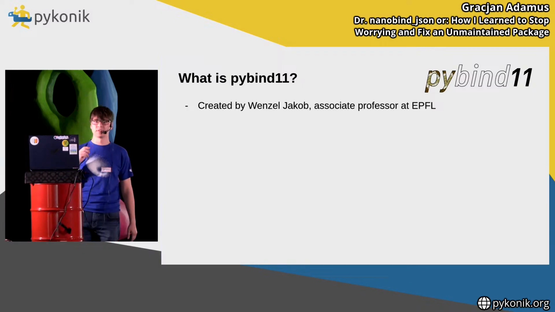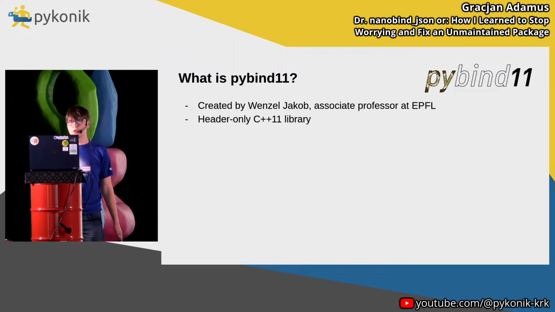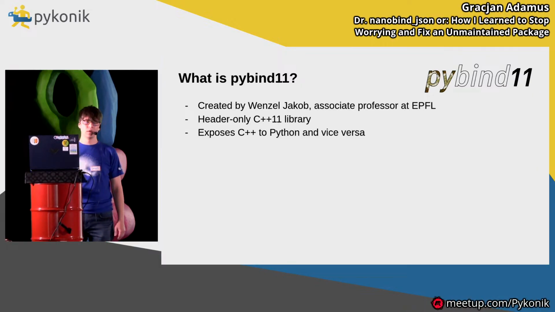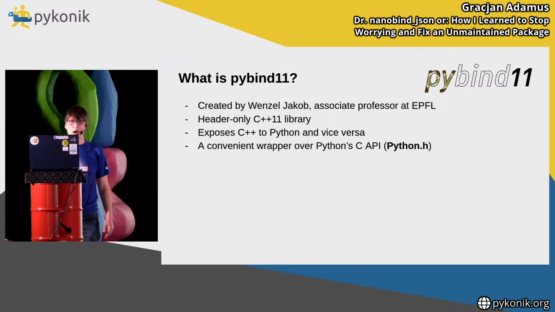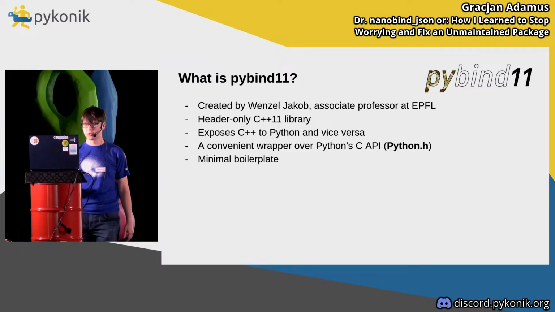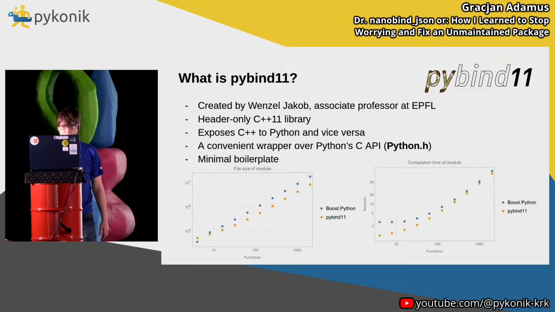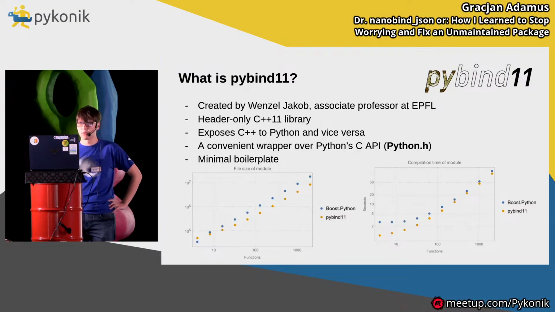It was created by Wenzel Jakob, who is currently an associate professor at EPFL, which is also located in Switzerland. It is a header-only library, so it's pretty easy to use, based on C++11. It exposes C++ types to Python and vice versa, and it does so by being a wrapper over the typical C API for Python, and it has pretty minimal boilerplate, which we will see in a bit. And here is a quick comparison with Boost.Python, which also enables creation of bindings and is part of the Boost libraries for C++.